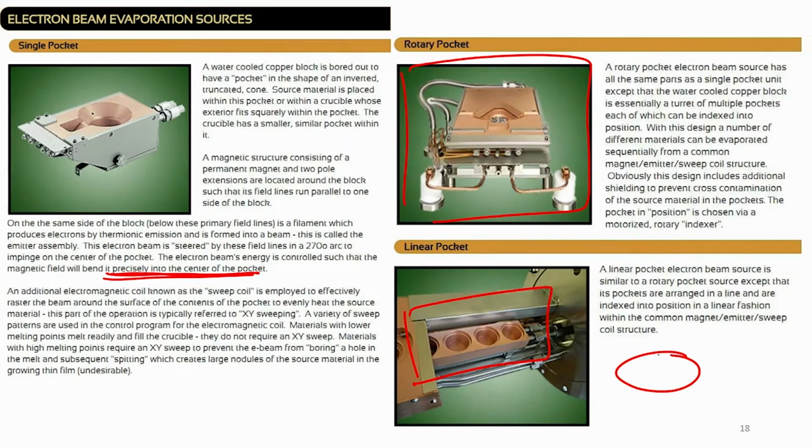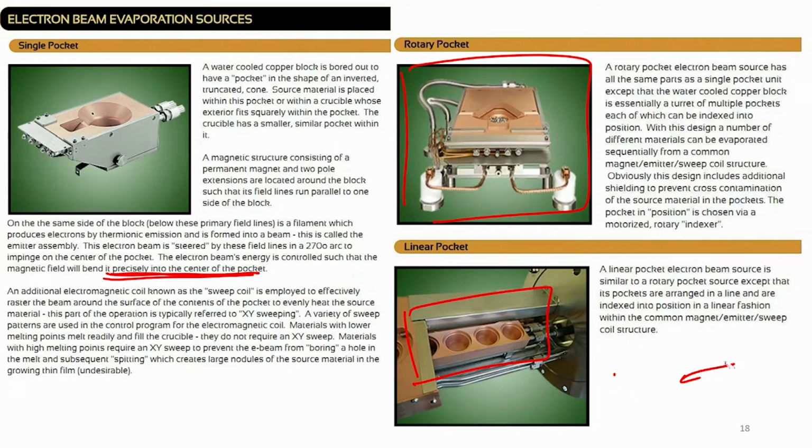High melting point means this is a material loaded onto the source holder. If I just keep on incidenting the electron beam on a single spot, because the melting point of this material is extremely high, after it evaporates, it will start making a hole. It will form a bore, boring a hole into the melt. This is a melted area, and subsequent spitting creates large nodules of source materials in the growing thin film.